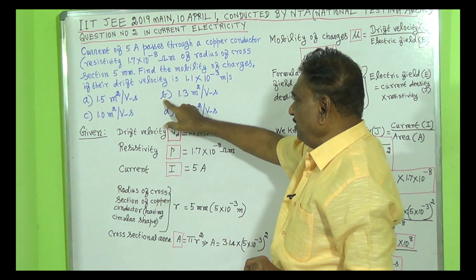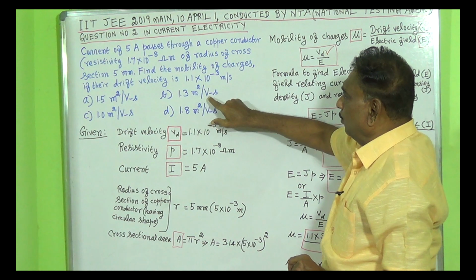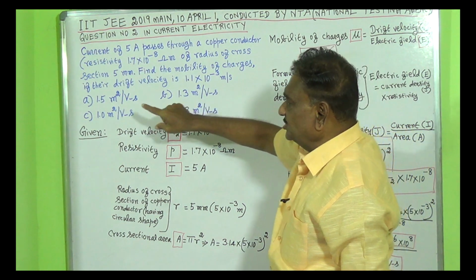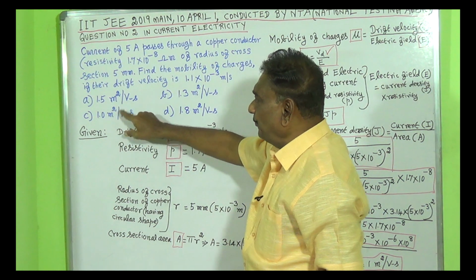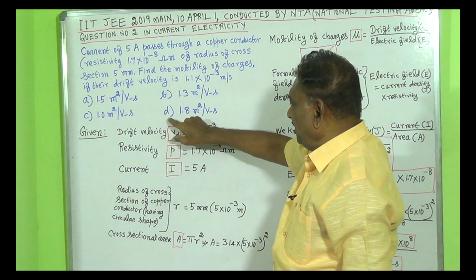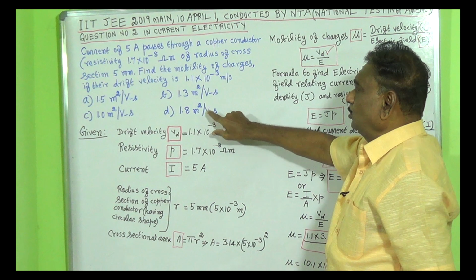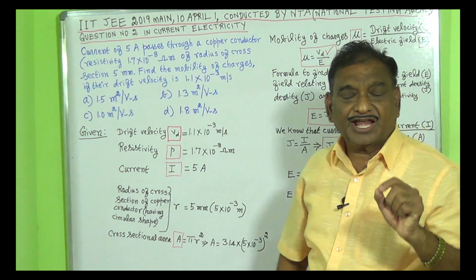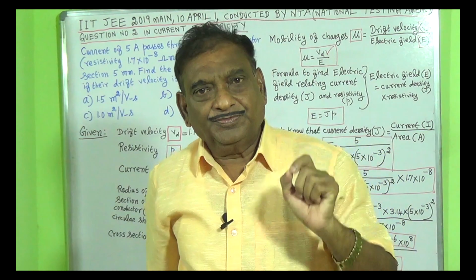Option B is 1.3 meter square per volt second. Option C is 1.0 meter square per volt second. Option D is 1.8 meter square per volt second. Which is the correct answer? We have to select it.